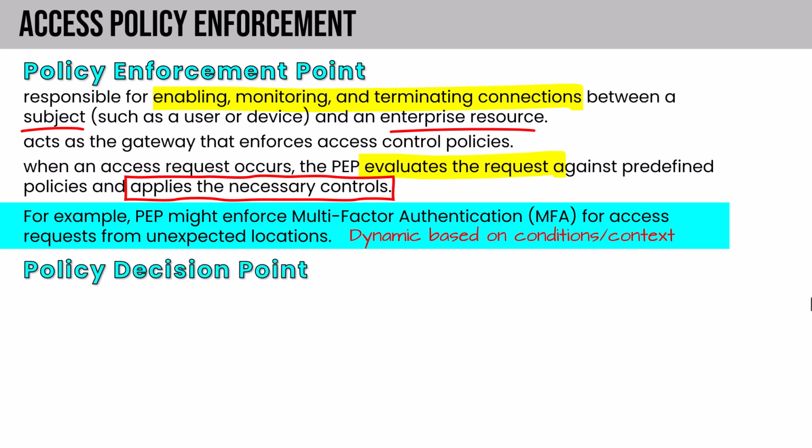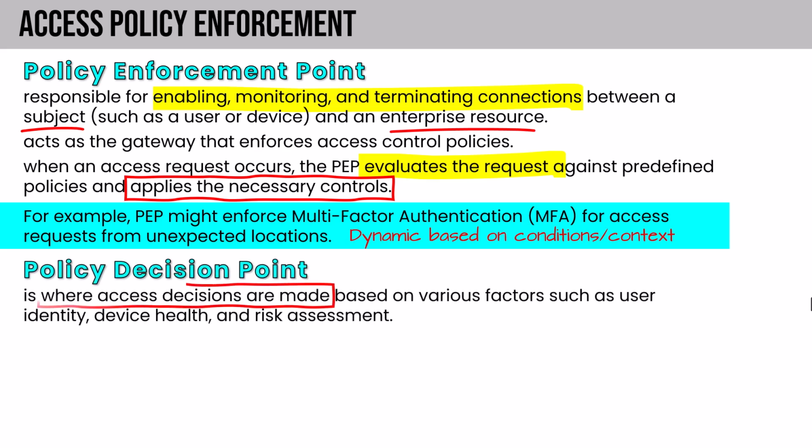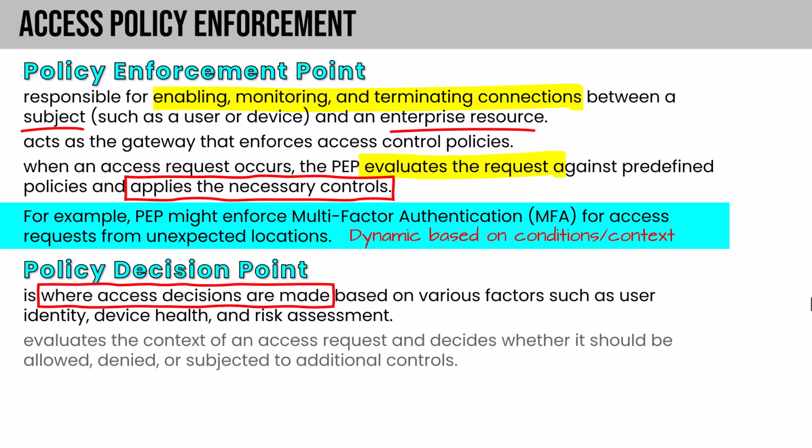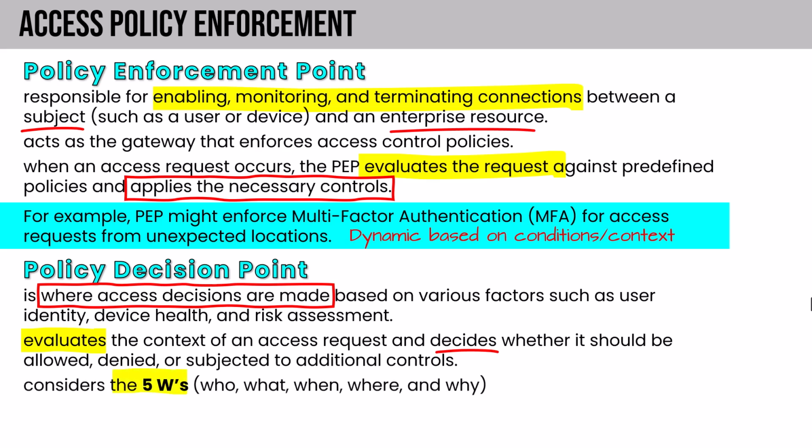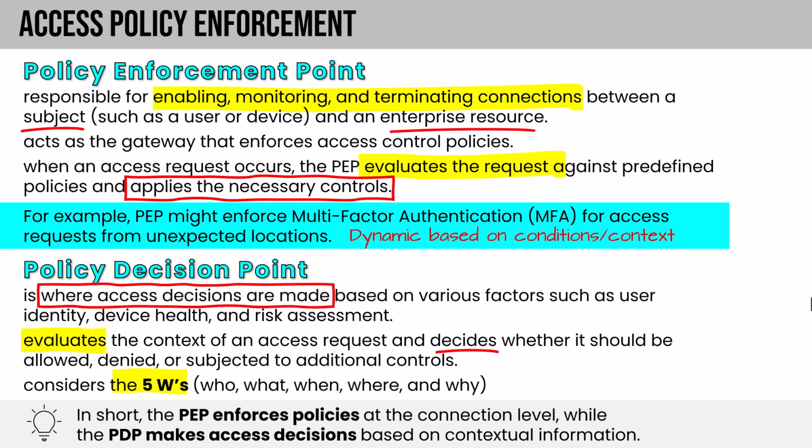And then we have the policy decision point, which is where access decisions are made based on various factors like user identity, device health, and risk assessment. The PDP evaluates the context of an access request and decides whether it should be allowed, denied, or subjected to additional controls. The policy decision point considers the 5 W's: who, what, when, where, and why. But to state it in short, the policy enforcement point enforces policies at the connection level, while the policy decision point makes access decisions based on contextual information.